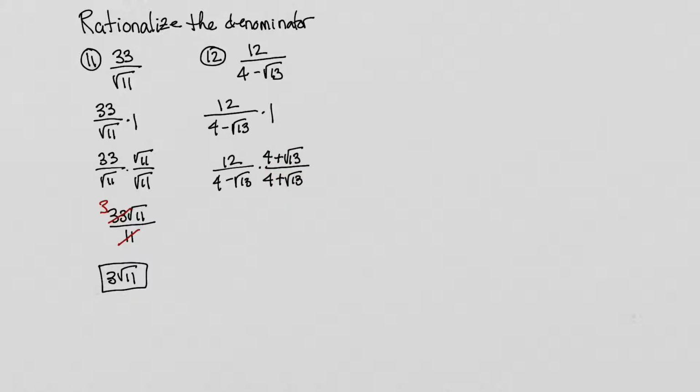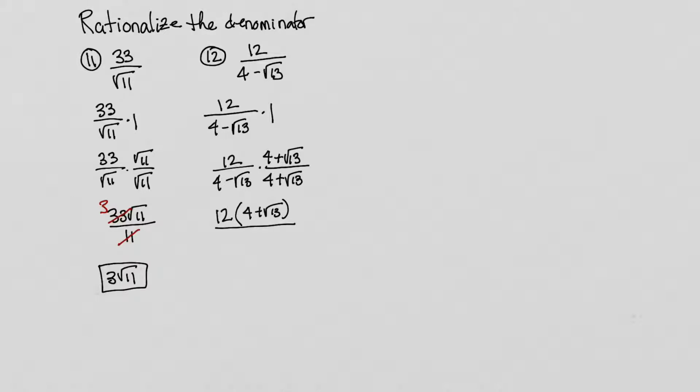Let's multiply. So I'm going to write it like this. I'm going to write the left top times the entire right top. I'm not going to actually multiply through just yet. 12 times the quantity 4 plus square root of 13. And in the denominator, we know what to do here. Conjugates. You square the first, put a minus sign, square the second. And the second's the square root, and when you square that square root, the radical's going to come off.